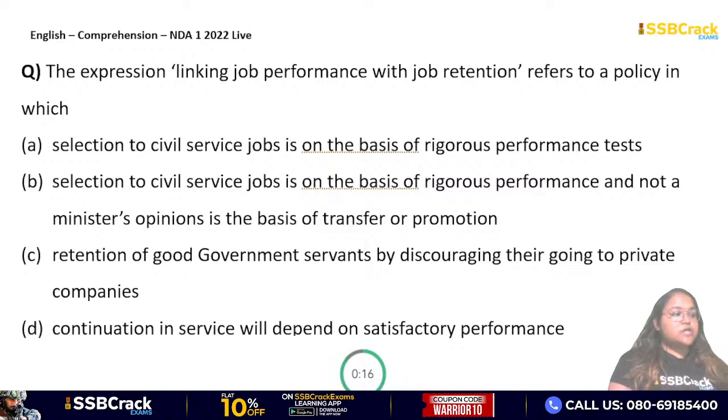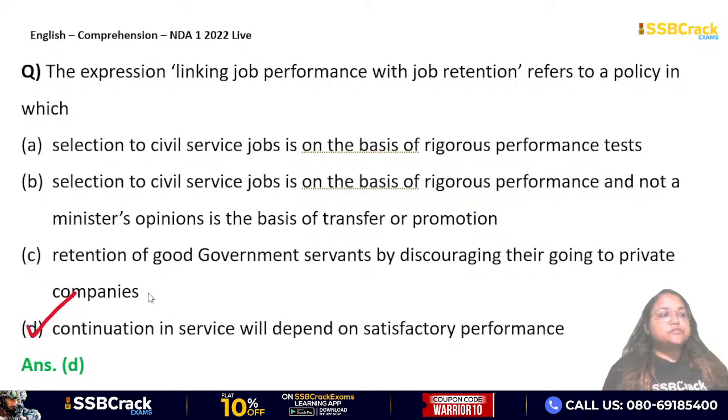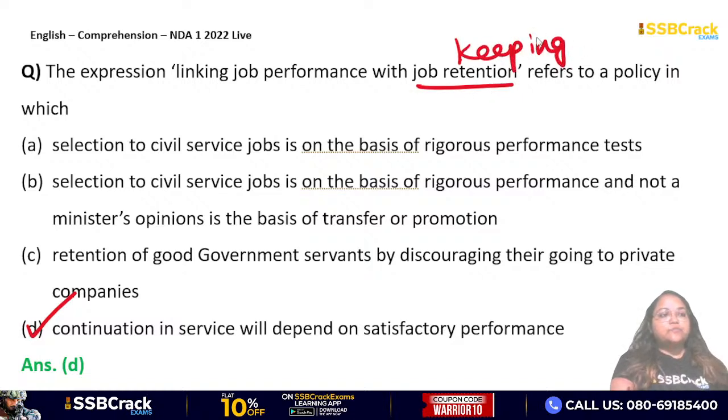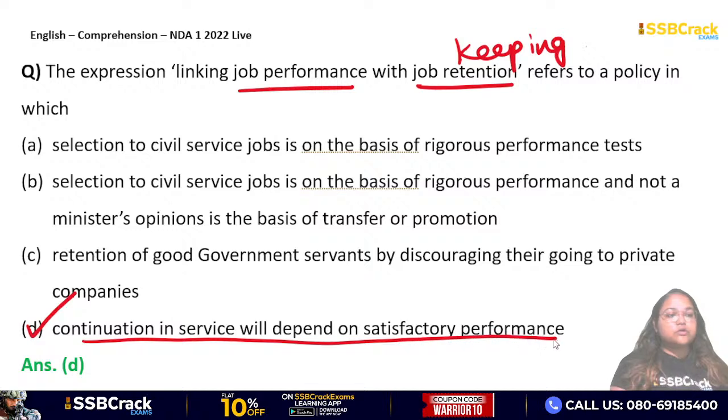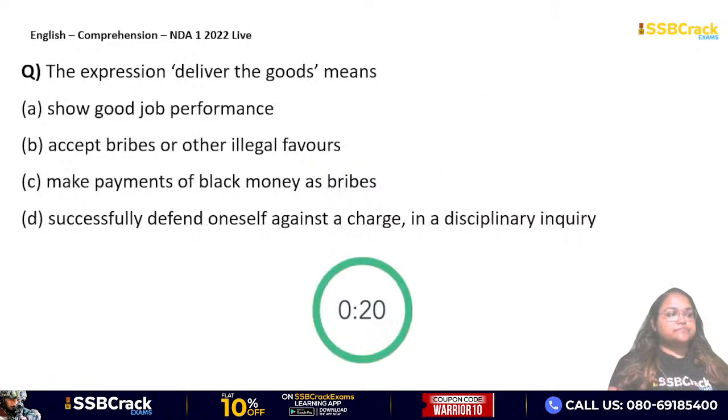Okay, so the answer here is option D. Yes, absolutely, guys. You have answered it all correctly. It is option D. The policy says that in order to retain your job, retention means retain, keeping. In order to keep your job, you have to show your performance. So you have to be very good in your job performance. So continuation in service only depends on your satisfactory performance. Yes, so option D is your correct answer.